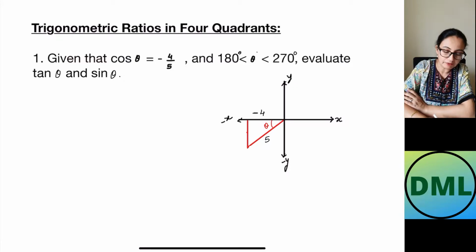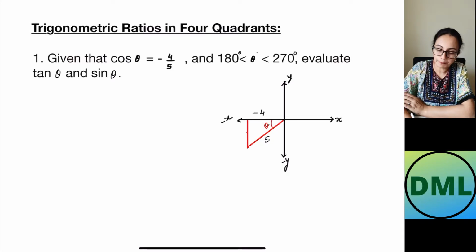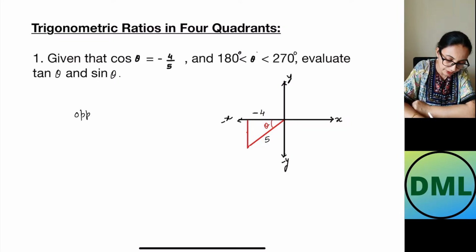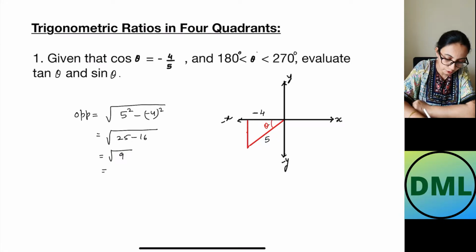Now I need to write down the value for tan theta. Tan theta is opposite over base. I don't have the opposite, so I first need to find it. In this right angle triangle, we have the hypotenuse and the base. Opposite will be given by the root of hypotenuse square minus base square. That will be 25 minus 16, which equals 9. Root of 9 is 3, but because I am taking the root, this will be written as plus minus 3.